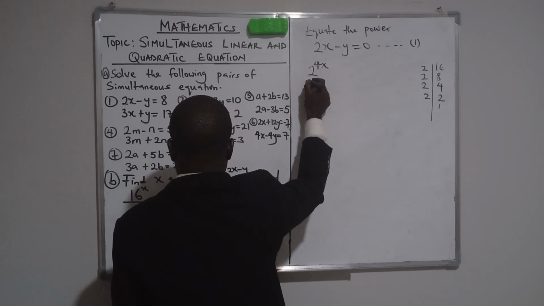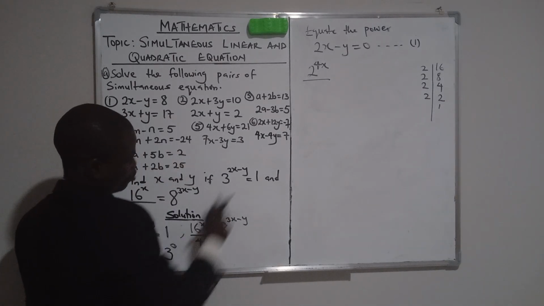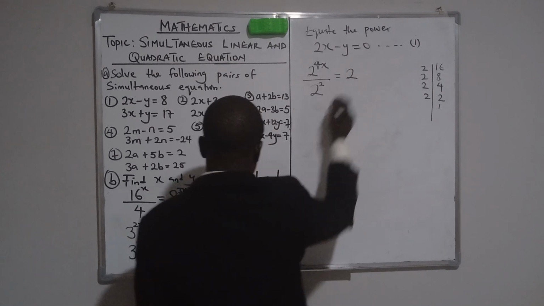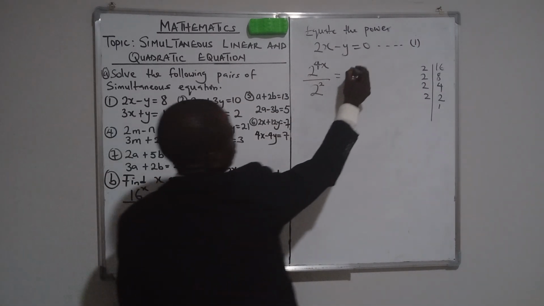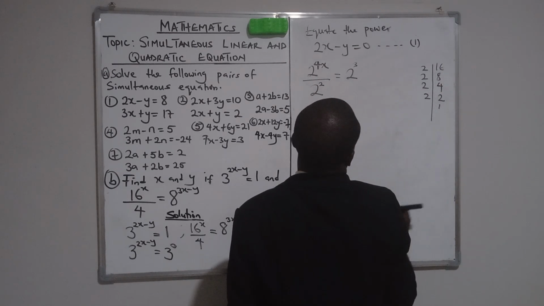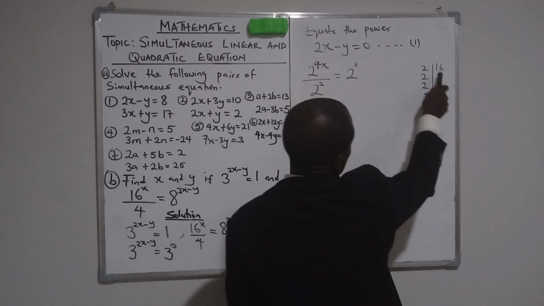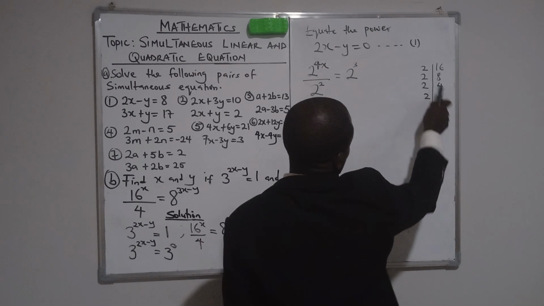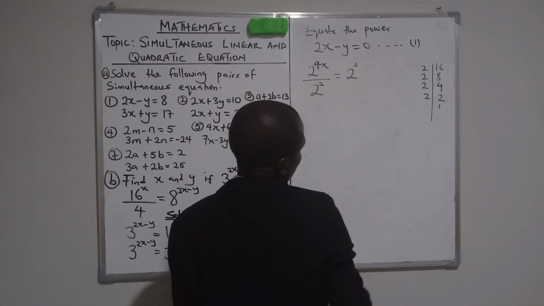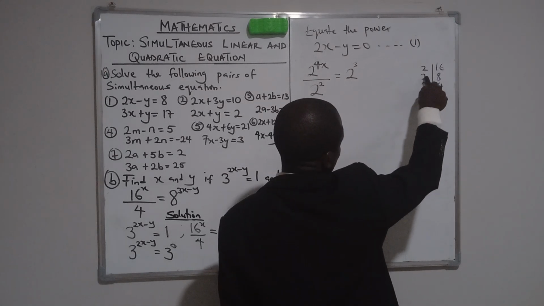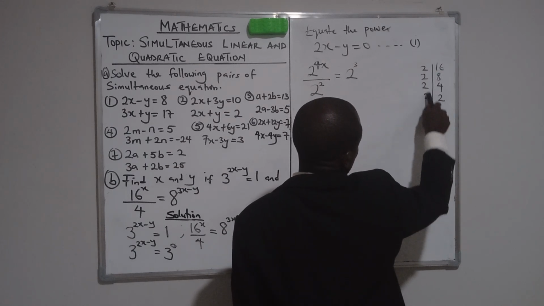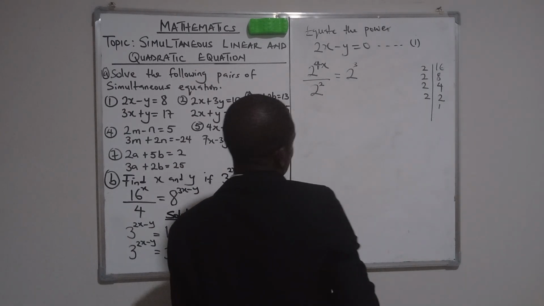So we have 2 raised to the power 4x over 2 raised to the power 2 equals 2 raised to the power 3. Now look at it, 8 is 2 raised to the power 3. Is that okay? 2 raised to the power 3 will give us 8. 2 raised to the power 4, 1, 2, 3, 4, will give us 16. 2 raised to the power 2 will give us 4.